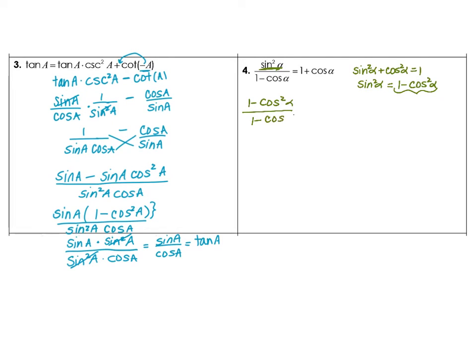Now, please, please, please don't try to start canceling. You can't. You're going to have to factor this first. You have to. So this is the difference of two squares here in the numerator. It's going to be 1 minus cosine alpha times 1 plus cosine alpha. And all of that's over 1 minus cosine alpha. And now that you have the top factored, now you can cancel quantity with quantity, and you're left with 1 plus cosine alpha.